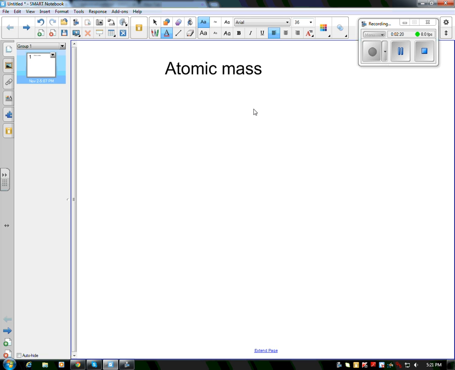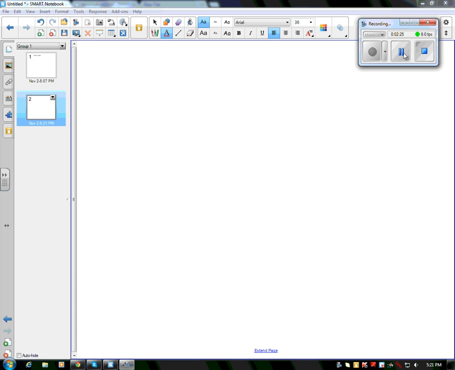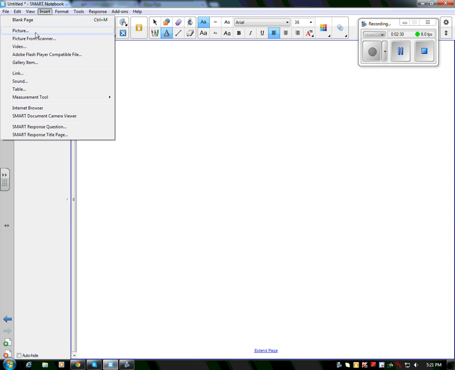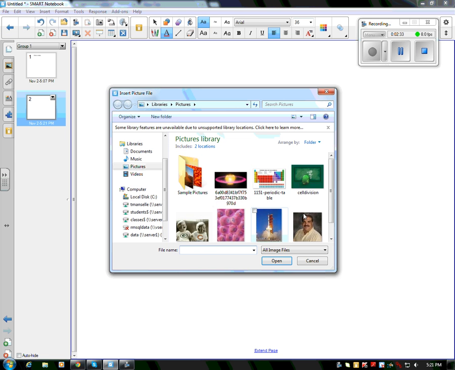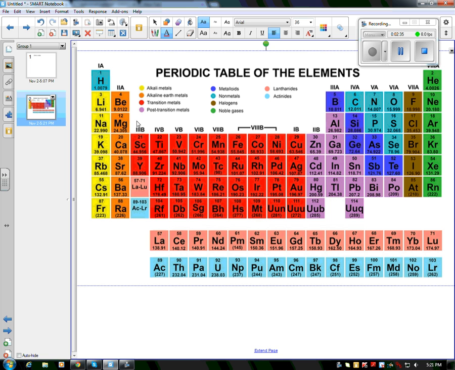So the atomic mass, especially the atomic mass that we see on the periodic table, let's insert a picture. There it is. So these atomic masses right here, this 51, this 54, this 9.012, are the average of all the isotopes. They take all the isotopes they find, they average them out, and there's an average of a little over 9 as the atomic mass.